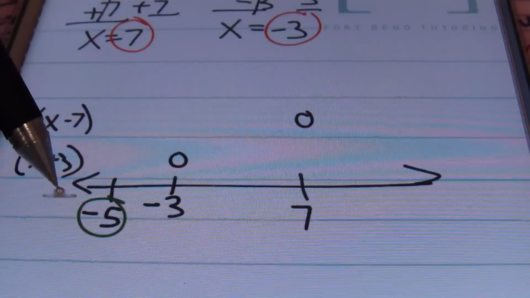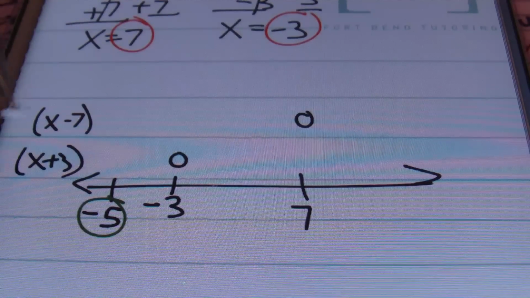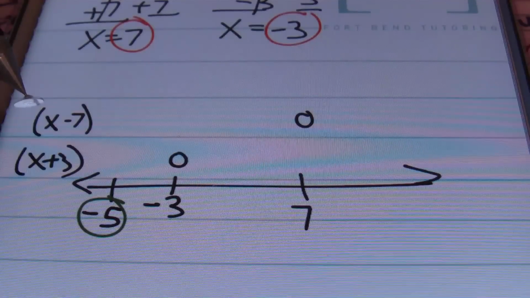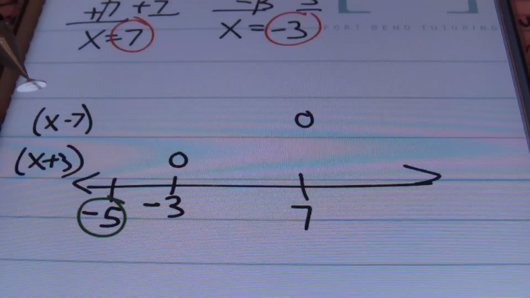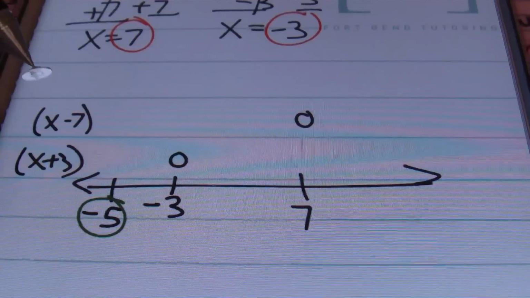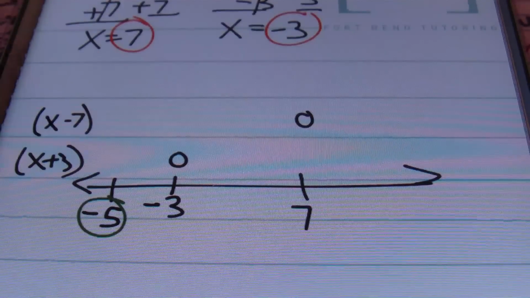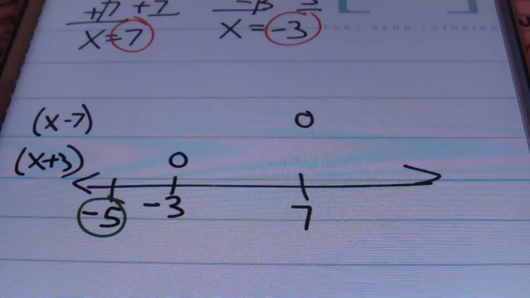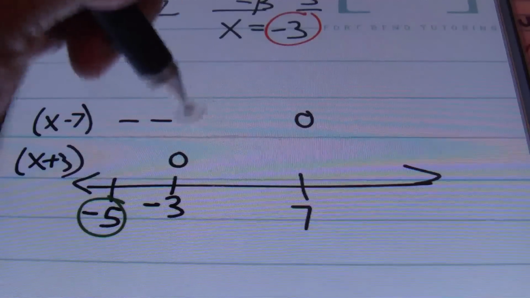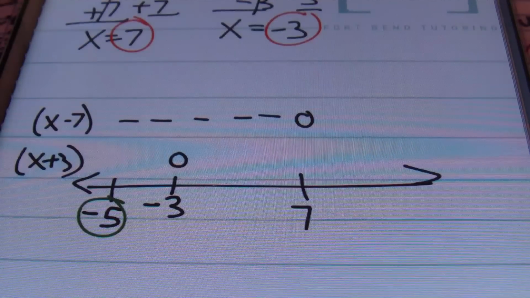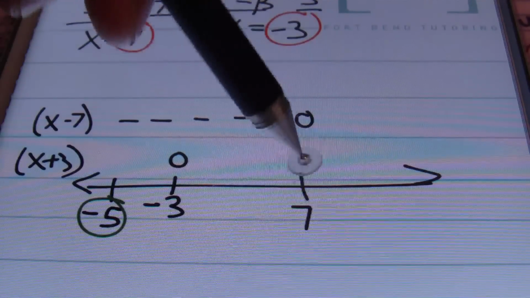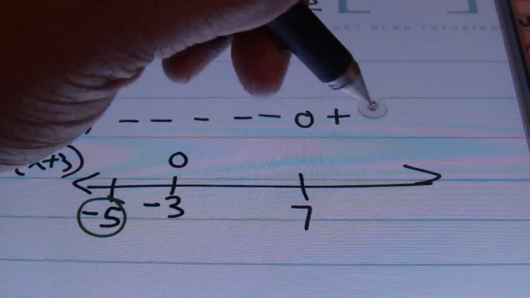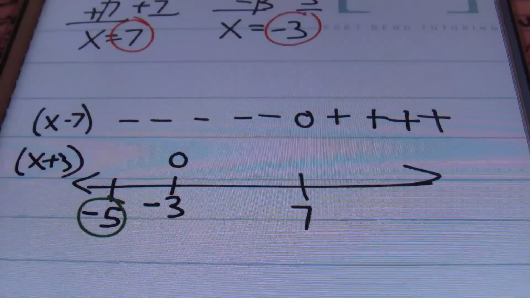Then I'm going to use my test value and plug that into each one of my factors on the left. If I plug negative 5 into the first factor, I would have negative 5 minus 7. That value is negative 12, but more importantly, I end up with a negative result. So I know that as long as I have values that are less than 7 going into this first factor, I'll end up with negative results. After I reach 7 on my number line, I'll end up with positive values from plugging into that first factor.